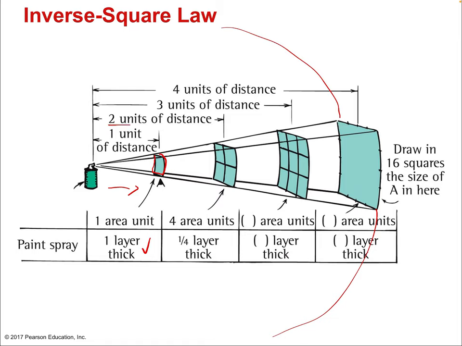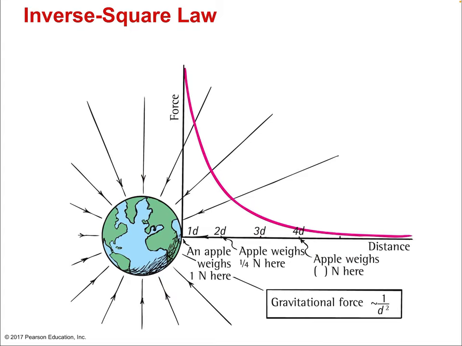As we double the distance to 2 units, now the thickness is 1/4. When we triple the distance, look how much area it is. Now that paint has to cover more area. Instead of covering 1 square at 1 unit of distance, or 4 squares at 2 units, now it's covering 9 squares, which means it's 1/9 as thick. When we get out here, we have 16 times the area, which means it's 1/16 as thick, because 16 is 4 squared.